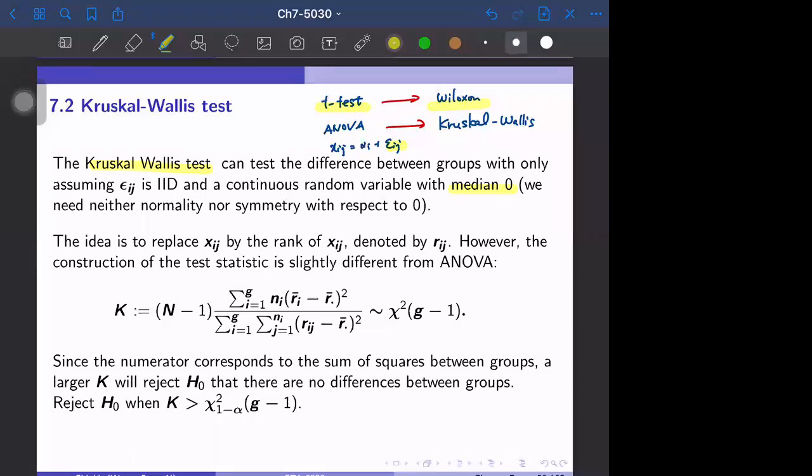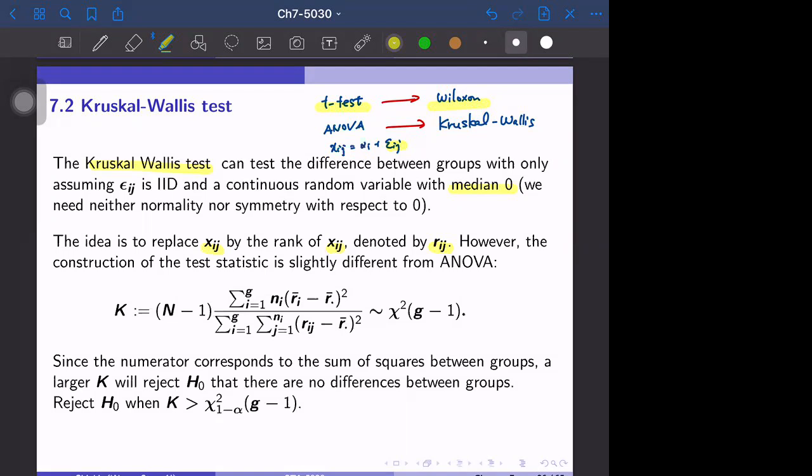And the idea is similar to Spearman's rank correlation. We replace x_ij by the rank of x_ij. Then even if epsilon_ij is very skewed, it does not affect the result, since we only use the rank information. So we lose some information by making it a rank, but it becomes more general and robust against different distributions. And suppose r_ij is the rank of x_ij, then the test statistic is here.